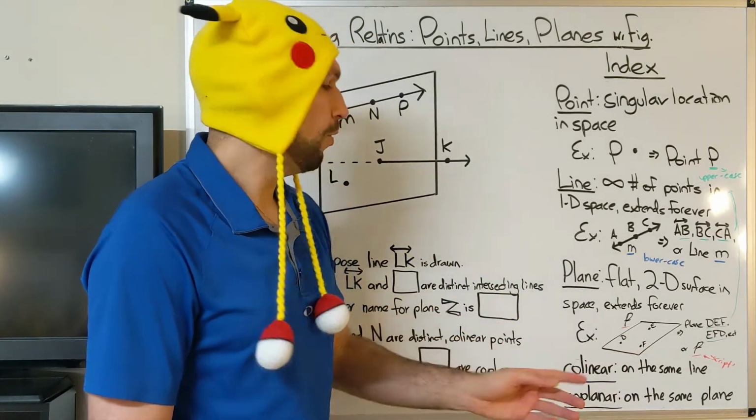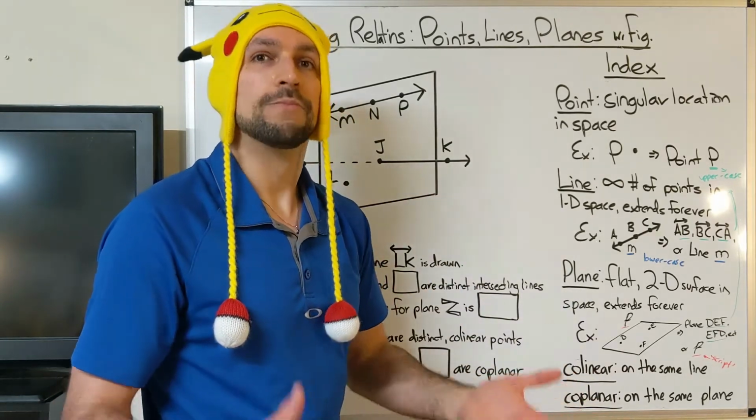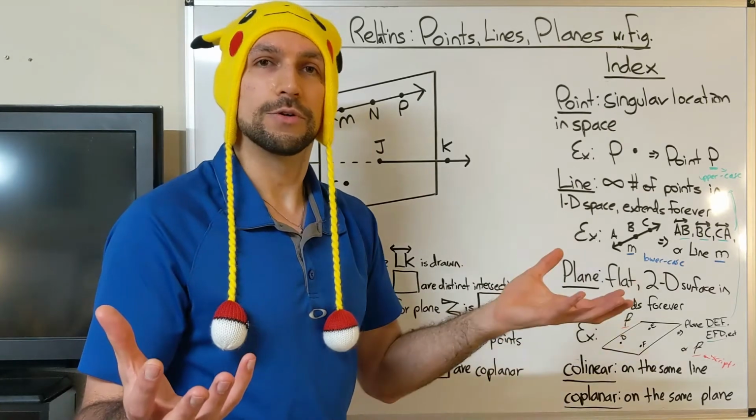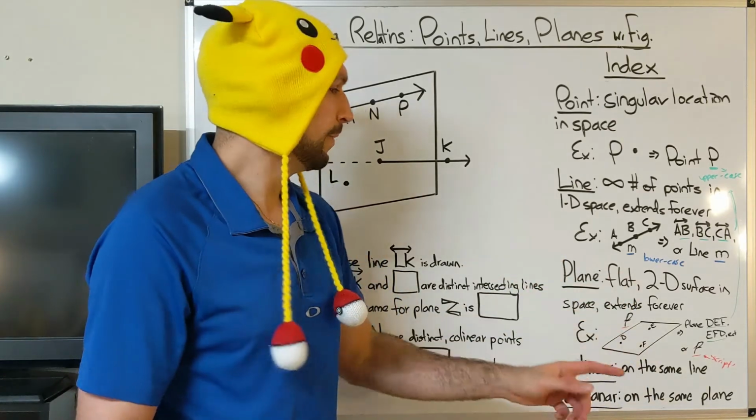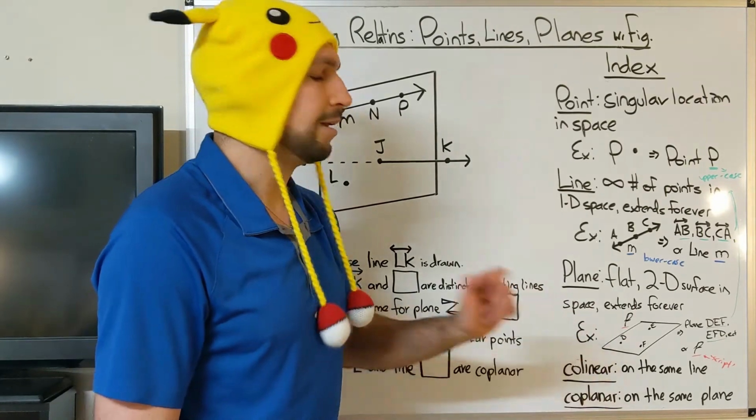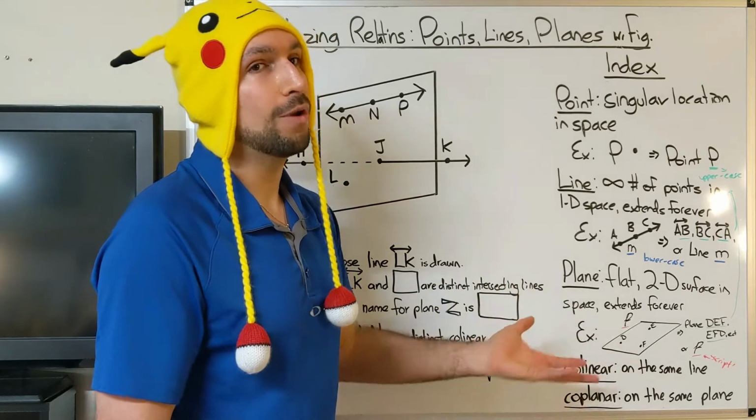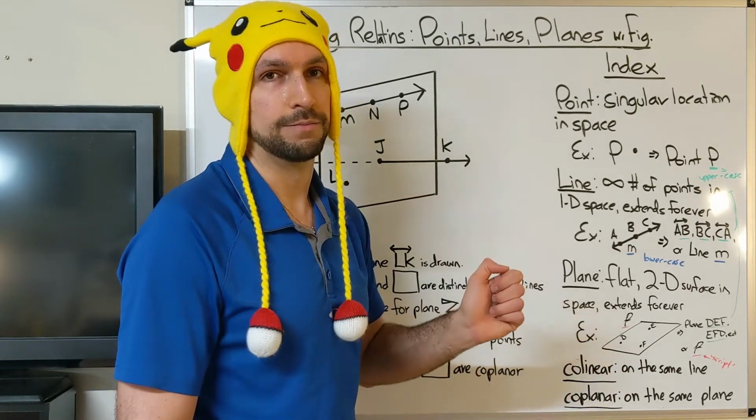Last 2 terms we need to know are collinear and coplanar. Just like co-education, co-ed, when we have boys and girls mixed together in either a sport or a gym. Collinear means we're going to have multiple points on the same line. Coplanar will mean we'll have multiple points or lines on the same plane.